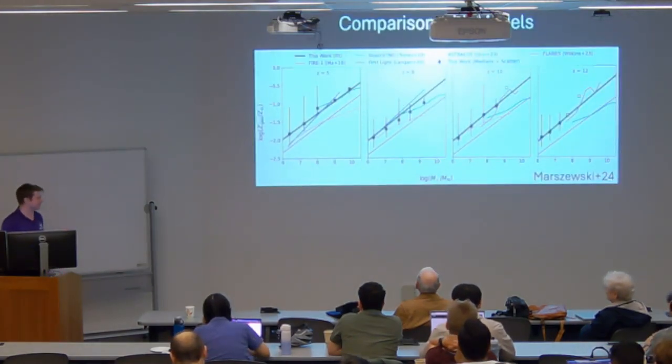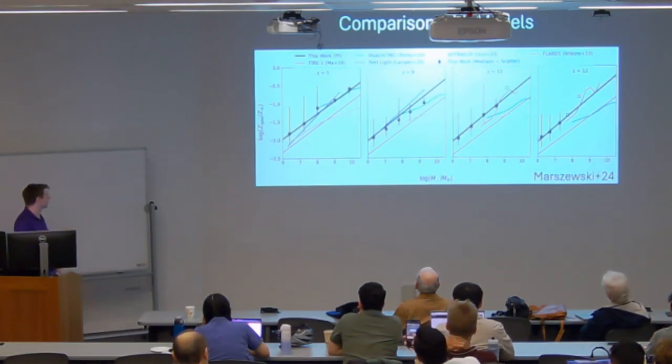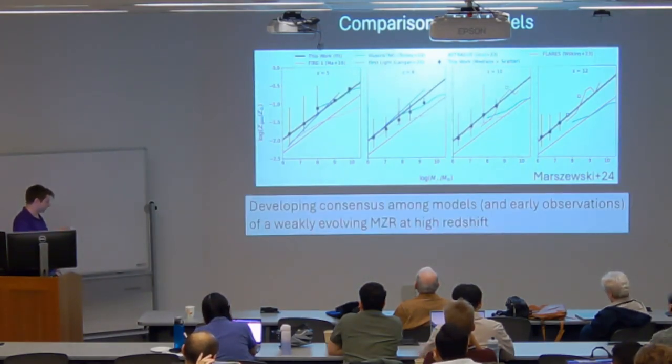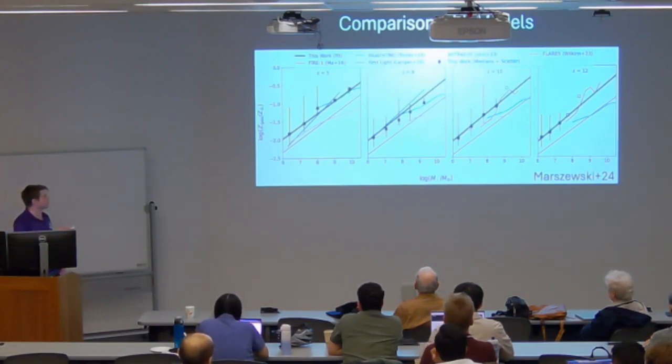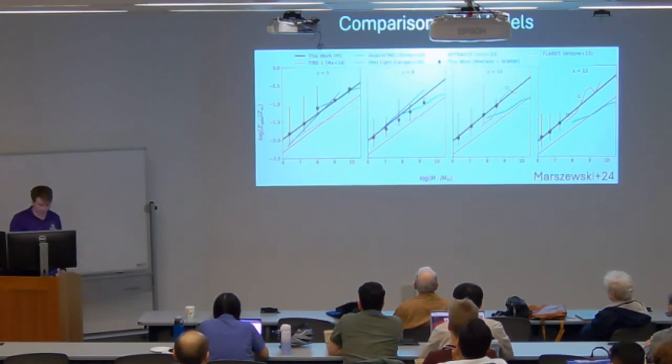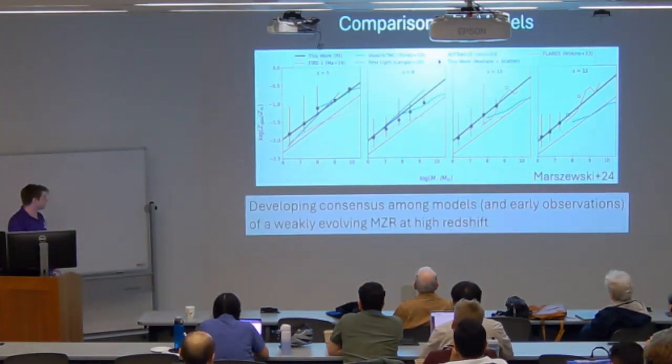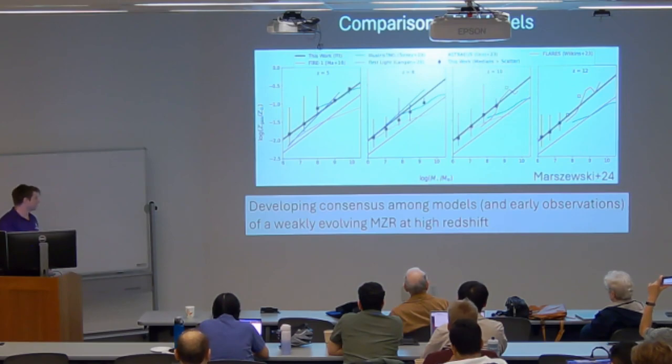Now back to safe space, because I'm going to compare with some other theoretical models from here on out. So this work again is shown in black, and now looking again at the MZR in 4 different redshift bins, redshift 5, 8, 10, and 12, and also plotting models from FIRE-1, IllustrisTNG, FirstLight, Astraeus, and FLARES. And if you scan back and forth between these plots, what you'll see is that with the exception of IllustrisTNG, which does see some redshift evolution, the rest of these models have a developing consensus, which has also been seen in early observations, as was shown here, of a weakly evolving MZR at high redshifts.